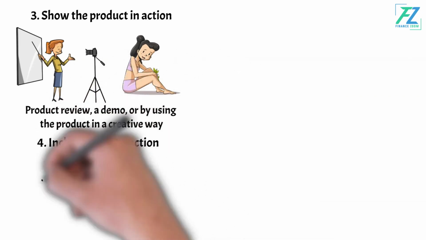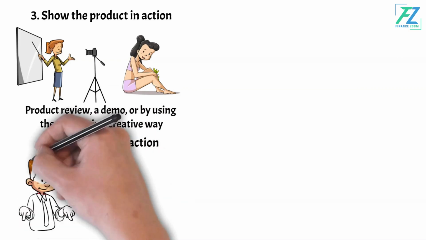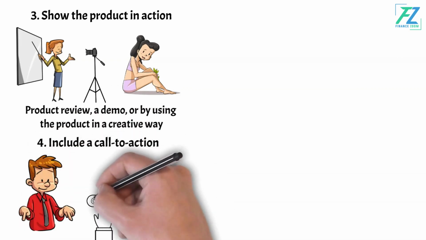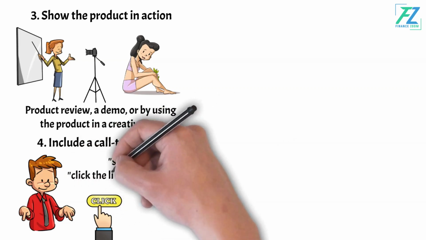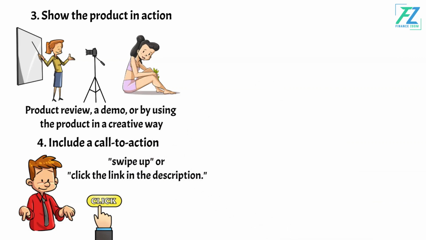Include a call to action. Make sure to include a call to action in your video that encourages your followers to click on your affiliate link. This could be as simple as asking them to swipe up or click the link in the description.